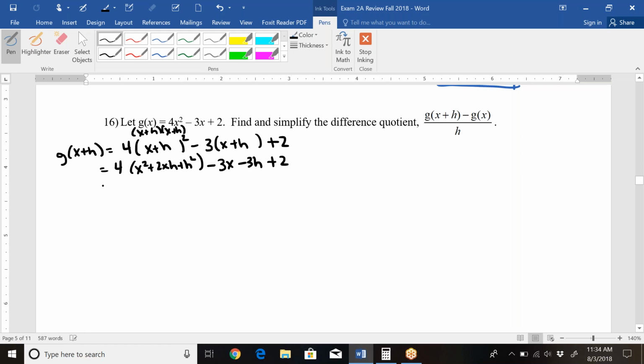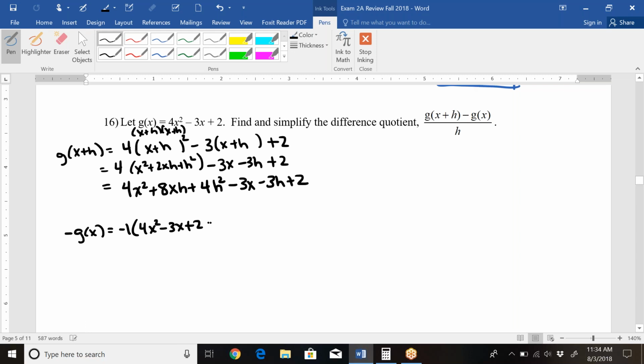Bring down the plus 2. Distribute the 4 to everything in that trinomial. Bring down all the other pieces. So notice, again, no like terms to add together. Negative g of x is just negative 1 times the function. So that would be negative 4x squared plus 3x minus 2. And then we write all of those answers.